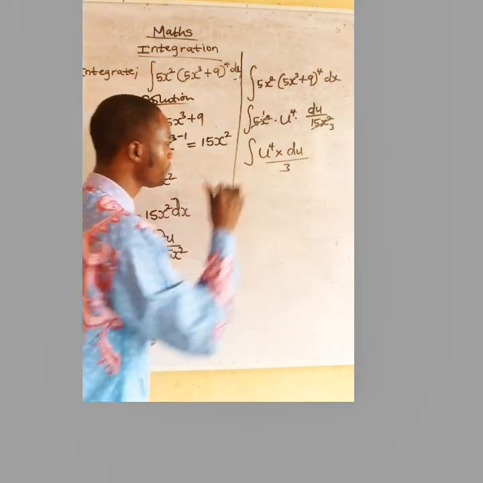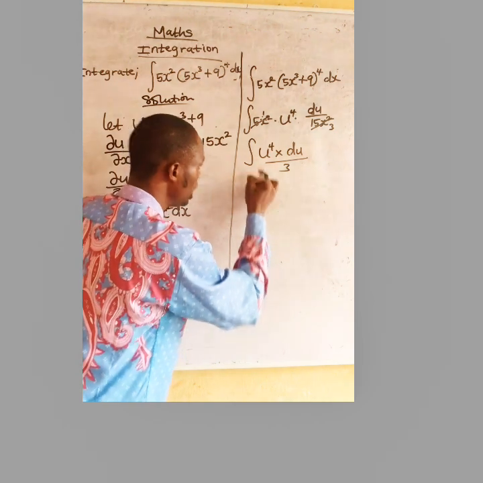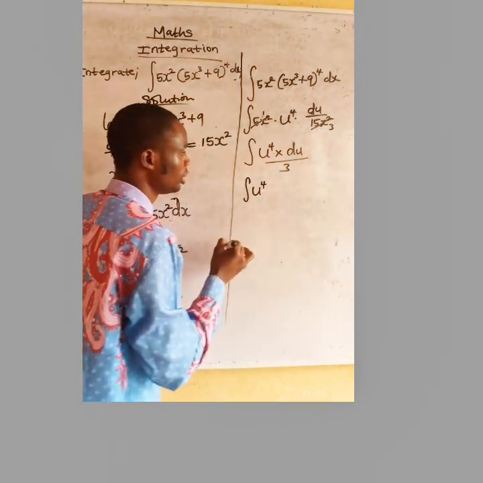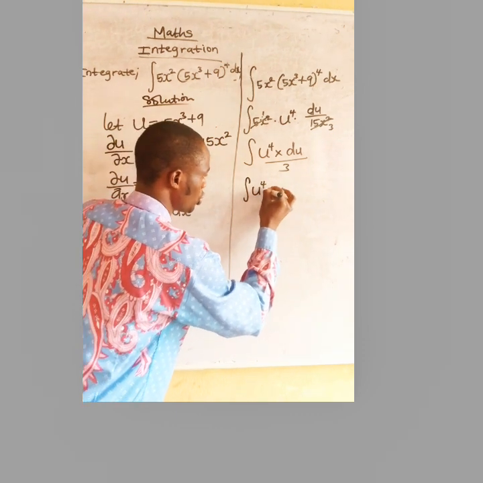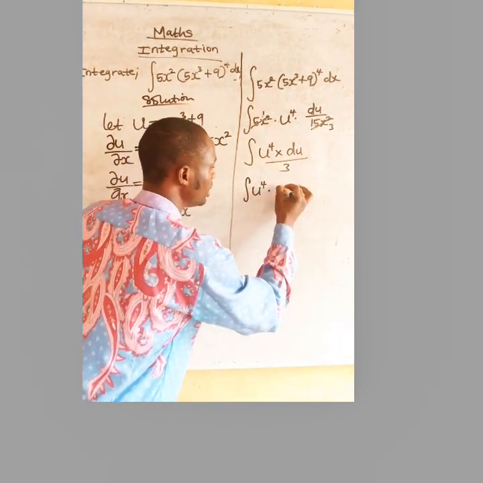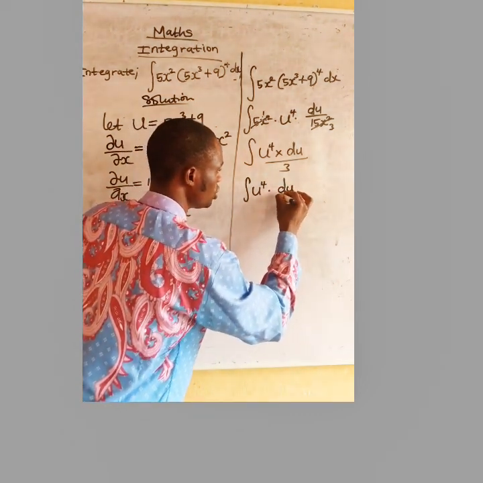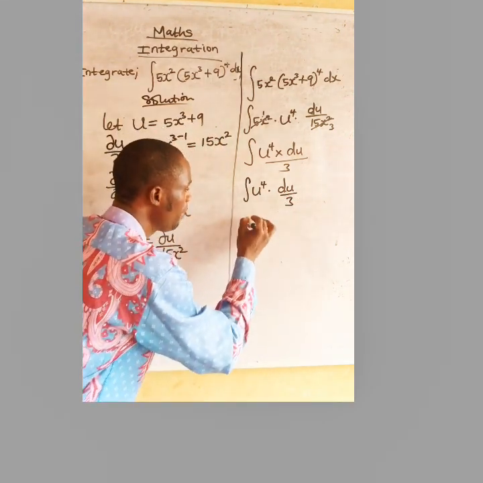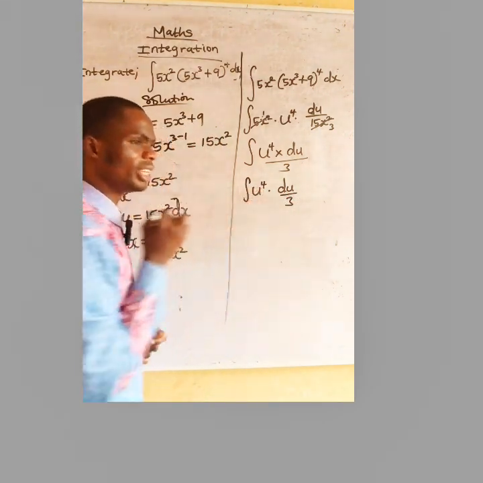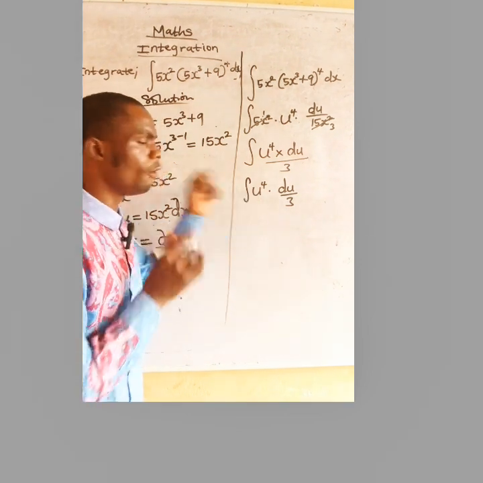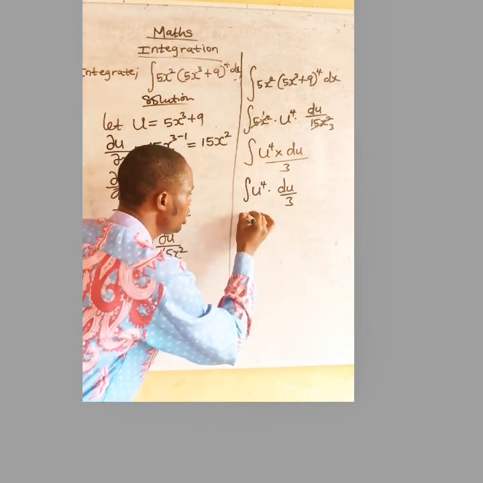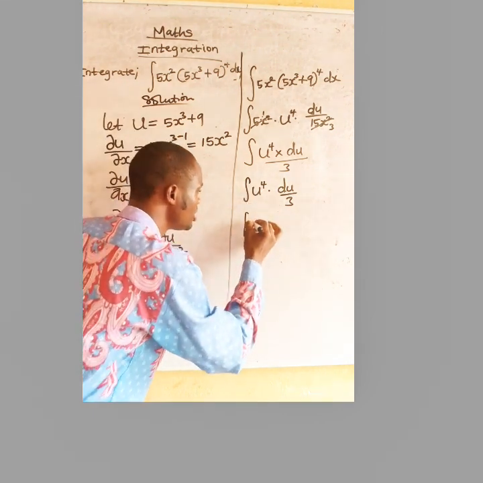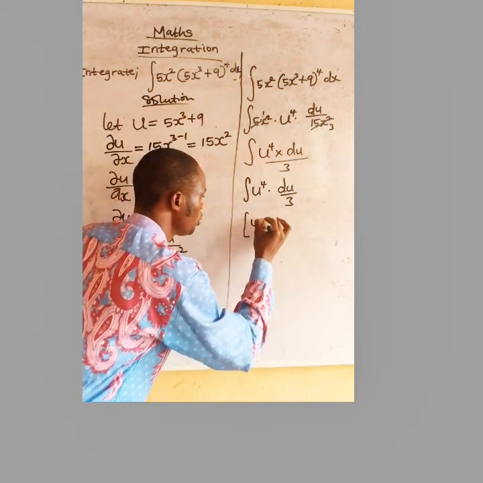So it will now be u raised to 4, dot, then du. Now look at what I want to do. If I want to integrate this, the power is 4. The power is what? 4. So all you need to do is to come here and write the same u raised to power 4.